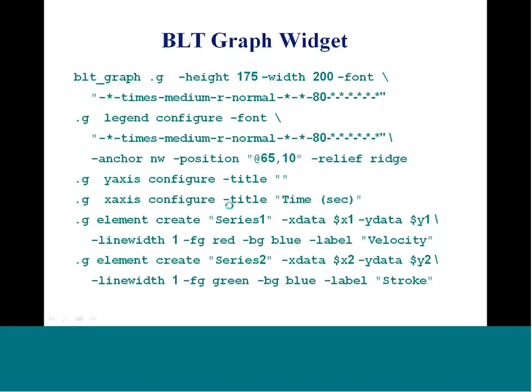To invoke a BLT graph widget, we specify the BLT graph command with $G as the widget name, and then we specify all the other things. Here we are configuring $G, and then we can configure the X axis and the Y axis as to what the value should be. Here the X axis is time and the Y axis is not time.